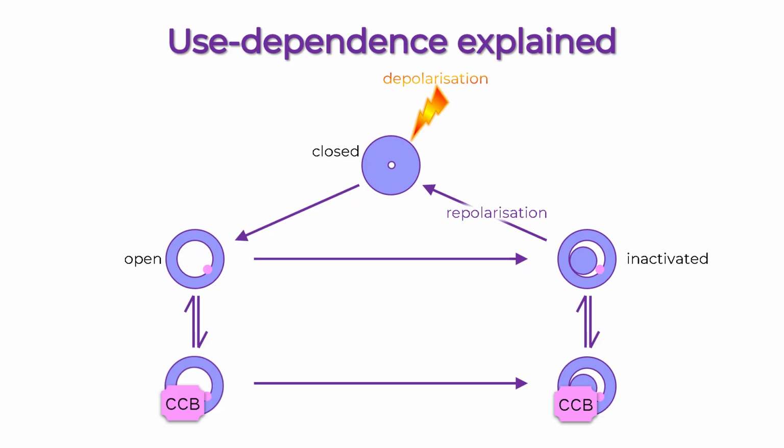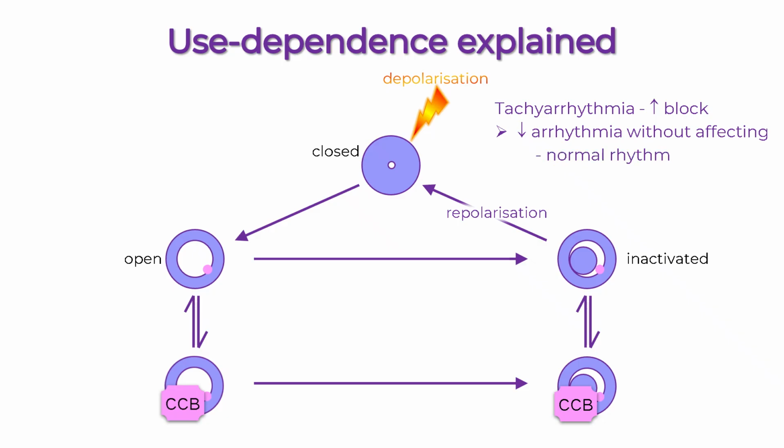In nodal tissue, where L-type calcium channels drive depolarization, this use-dependent block becomes especially important. During tachyarrhythmias, when channels open and inactivate more frequently, more drug molecules can bind, producing stronger block. As a result, calcium antagonists selectively slow sinoatrial node firing and atrioventricular conduction when the heart rate is high, helping to control supraventricular arrhythmias without greatly affecting normal rhythm or contraction of the myocardium.